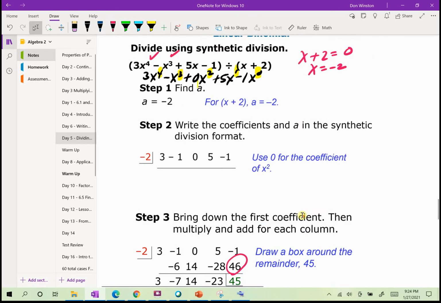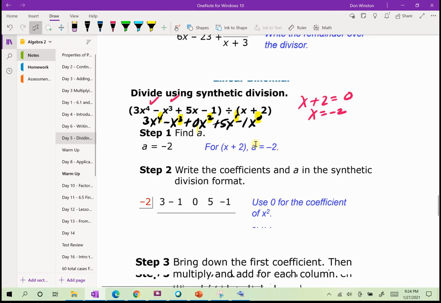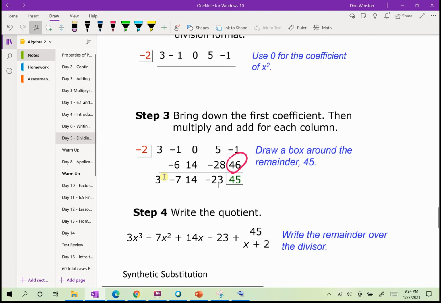Let's see here. At what degree did I start with? I started with x to the fourth. I'm dividing by an x, so the degree in my answer has to be 1 degree less. So we would interpret 3 as 3x cubed. And then this would be minus 7x squared, and this 14x minus 23, and the remainder of 45 over our divisor, x plus 2. Okay, so that's synthetic division.